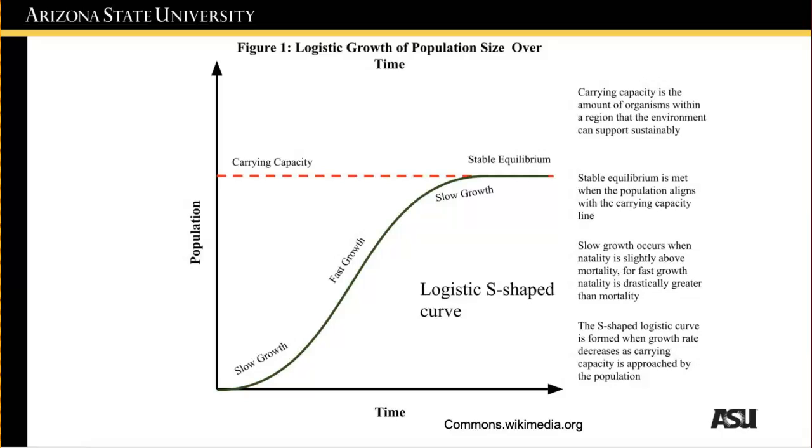Slow growth occurs right before we hit that stable equilibrium part. Fast growth is when it's a drastic birth rate greater than a death rate. The S-shaped logistic curve is formed when the growth rate decreases as the carrying capacity of the population is approached or reached.